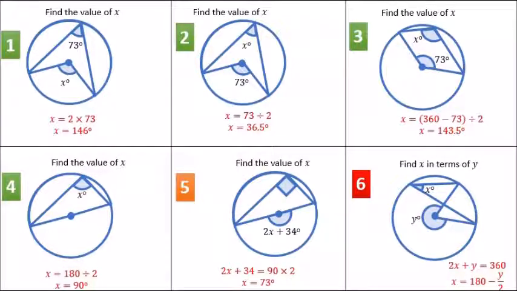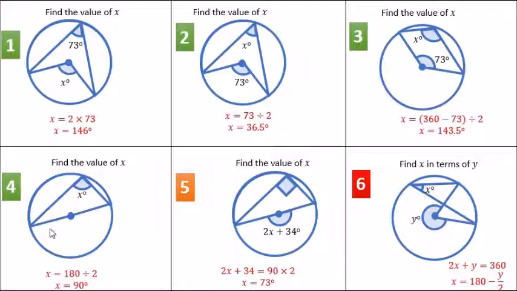Question 3, you can see that the 73 degrees here is inside our quadrilateral, so the angle here is going to be 360 minus 73. So our x is going to be half of that, so half of 360 minus 73, which ends up being 143.5.